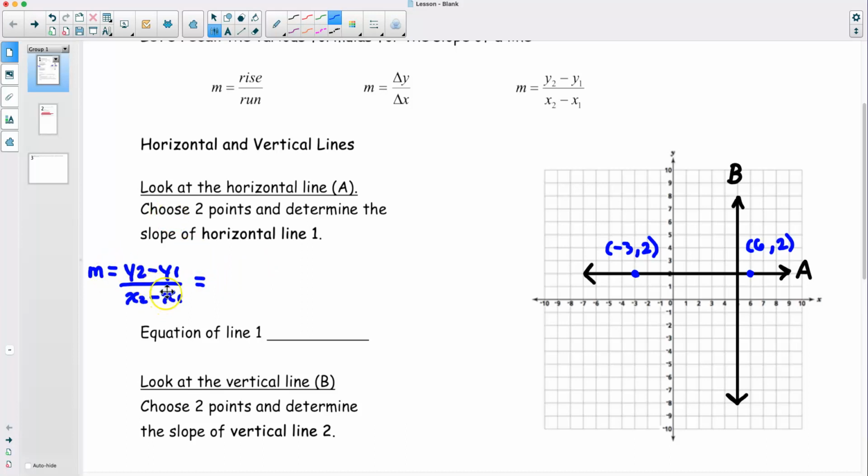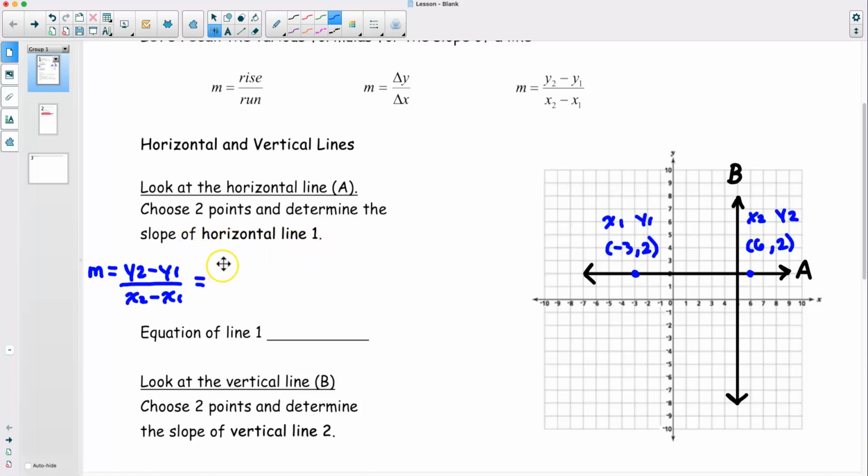So here we need to label our points in order to sub these numbers in correctly. Okay, so that's one hint that I do want to give you. Always make sure that you label. This is the first one that I see, so I'm going to label this x1, y1. This is the second point that I see, so I'm going to label this x2 and y2.